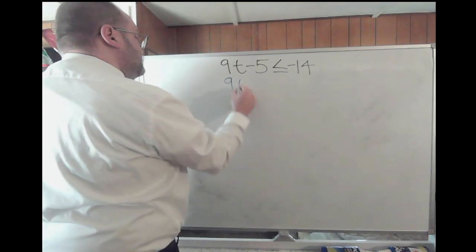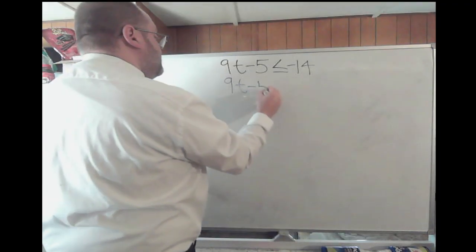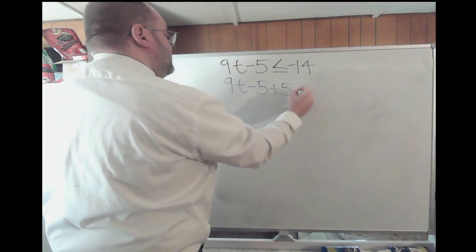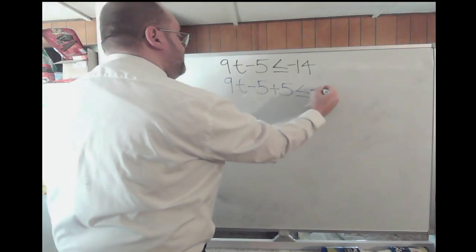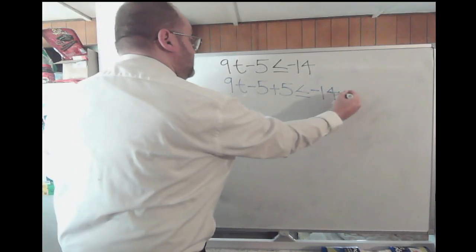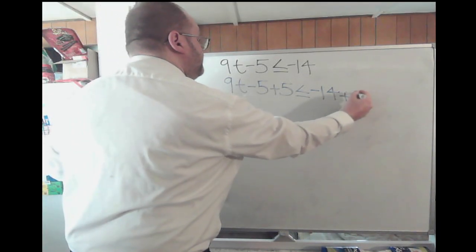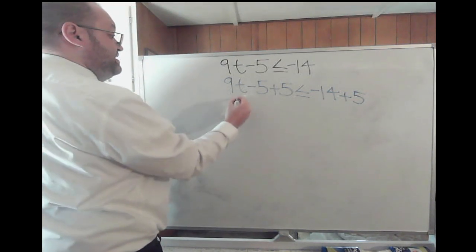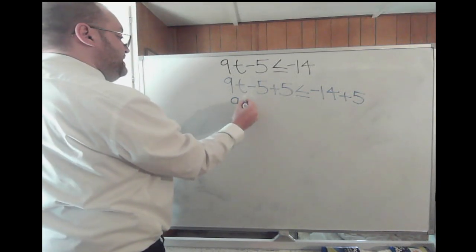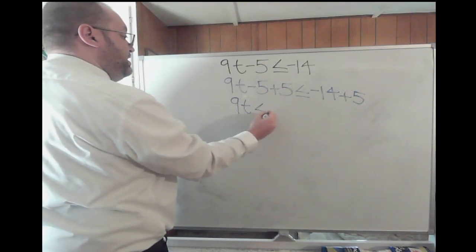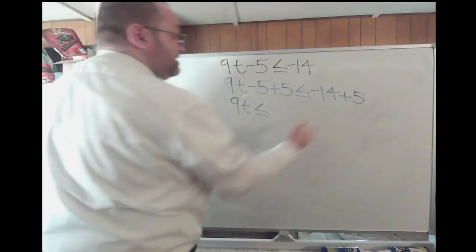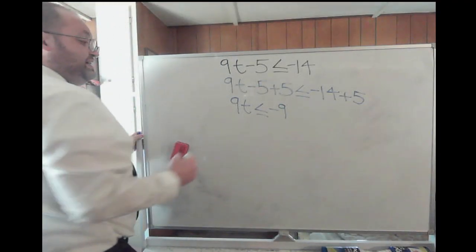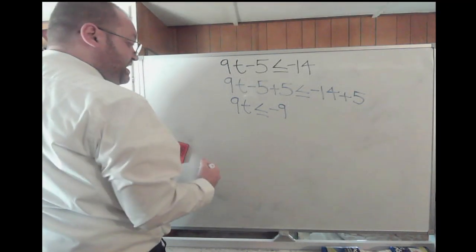So we'll have 9t minus 5 plus 5 is less than or equal to that negative 14 plus 5. Well, on the left, negative 5 plus 5 is 0. You're just left with 9t is less than or equal to negative 14 plus 5. That's negative 9. So you got 9t is less than or equal to negative 9.